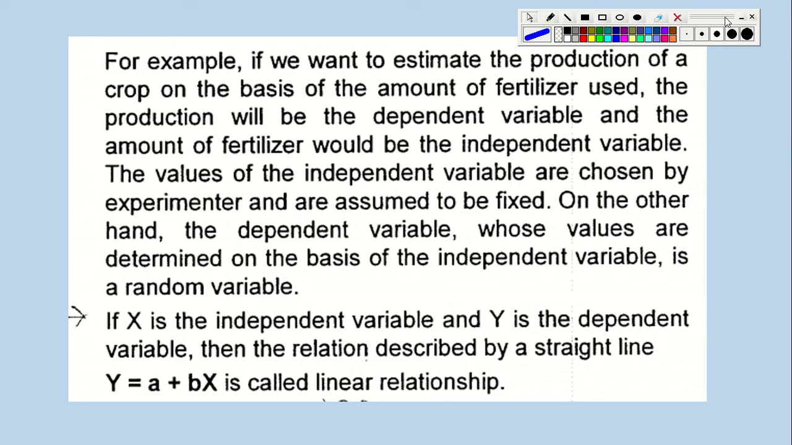The values of the independent variable are chosen by the experimenter and are assumed to be fixed. On the other hand, the dependent variable, whose values are determined on the basis of the independent variable, is a random variable. If x is the independent variable and y is the dependent variable, then the relation described by a straight line y is equal to a plus bx is called a linear relationship.